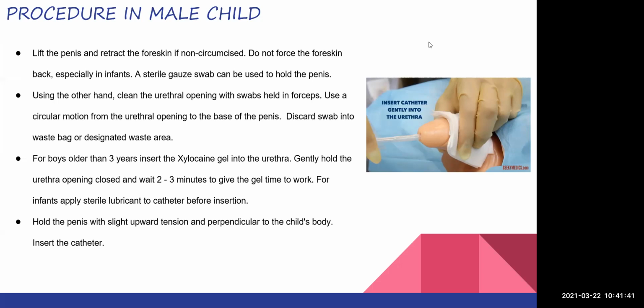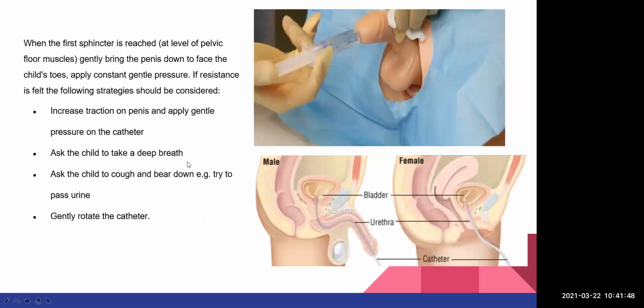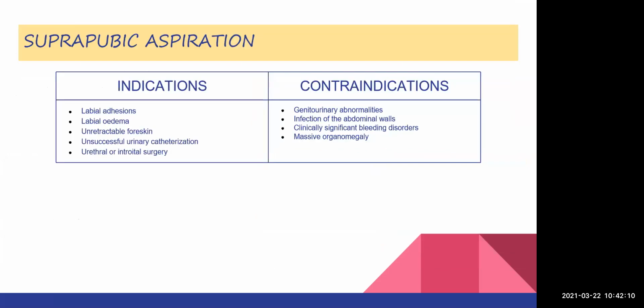When inserting the catheter, hold the penis with slight upward tension and perpendicular to the child's body, and then we insert the catheter. When the first sphincter is reached, around the level of the pelvic floor muscles, gently bring the penis down to face the child's toes and apply constant gentle pressure. If resistance is felt, the following strategies should be considered, such as ask the child to take a deep breath, ask the child to cough or bear down, or gently rotate the catheter.